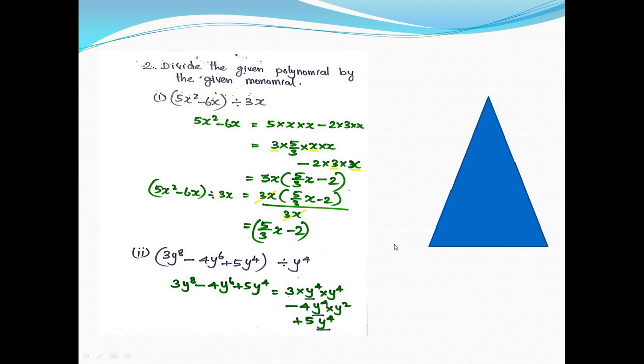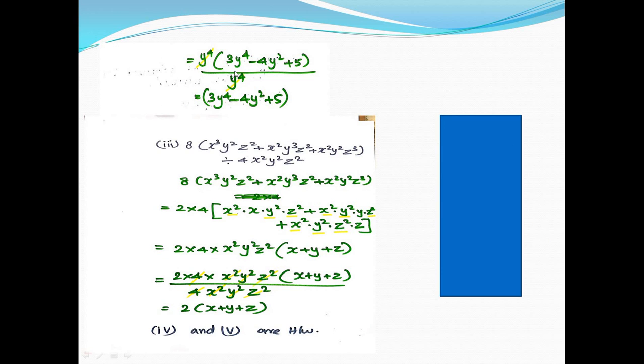Now we will take the common term. Y to the power 4 is the common term. The non-common factors are 3y to the power 4 minus 4y square plus 5, divided by y to the power 4. Strike off this y to the power 4. You will get the solution 3y to the power 4 minus 4y square plus 5. Let us move to the third one.